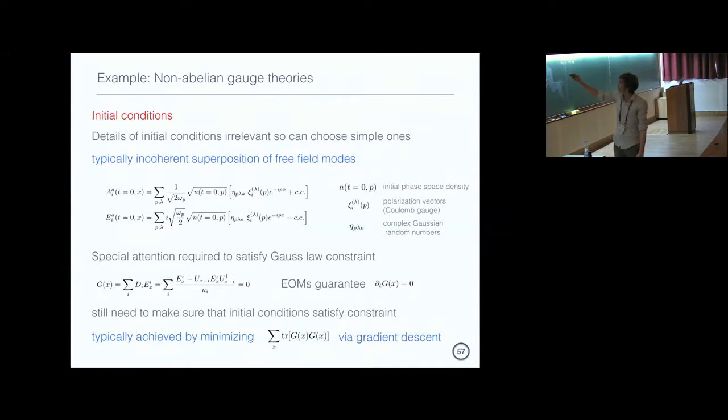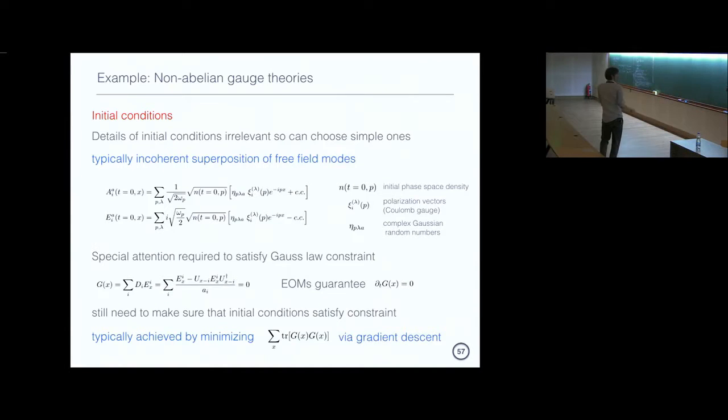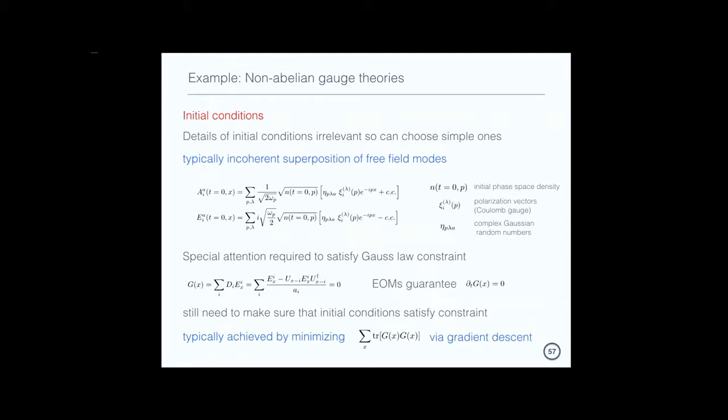And so if you just choose something like this, it will actually not satisfy this constraint. So by somehow choosing the correct polarization vectors, you will satisfy the Gauss law constraint in the free theory, replacing the covariant derivative with an ordinary derivative, but not in the covariant way. And so typically you have to do something more.